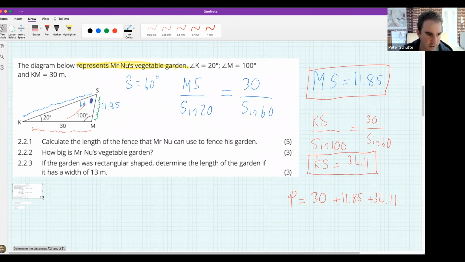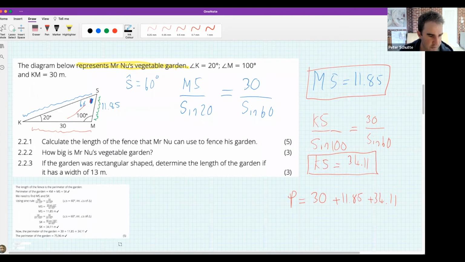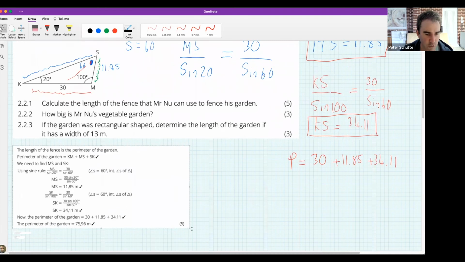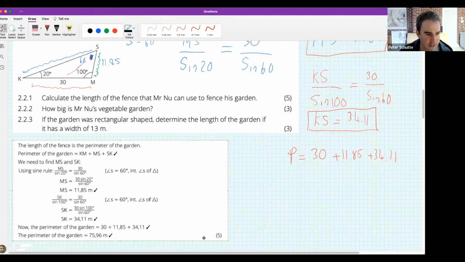Yeah. Okay, so we should be getting, guys, 75.96. If you want to see the whole process with perfect working out, that's how it would look. But essentially you get 75.96. And I think we're definitely getting to harder questions now. So let's do one more question before we take a break.